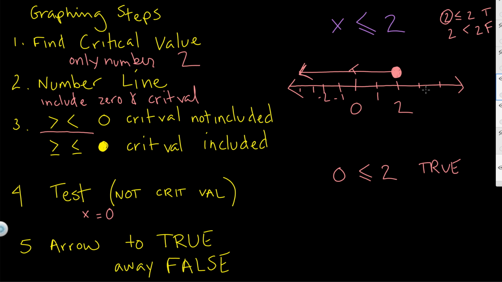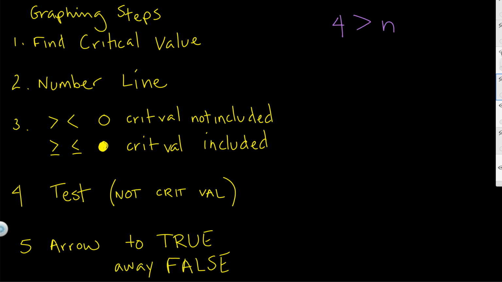If we take it on the other side, we've got 3, we have 4, and we've got everything over there. These numbers are all false over here. They don't make this statement true. So my solutions are going to be all of these numbers indicated by the arrow. Let's take a look at another example.